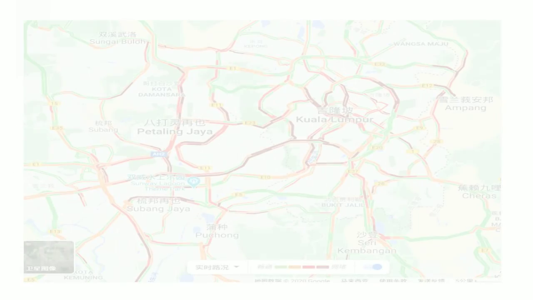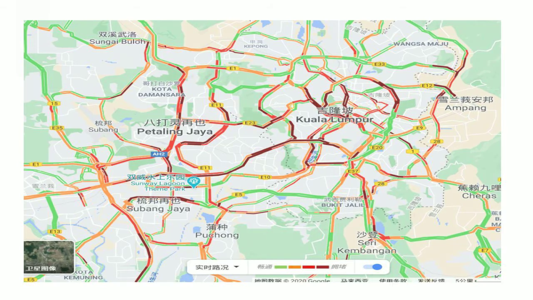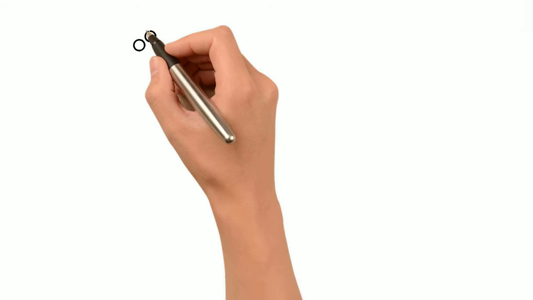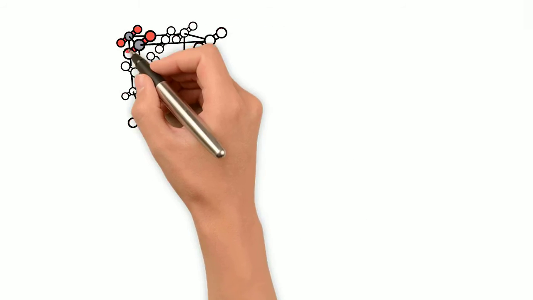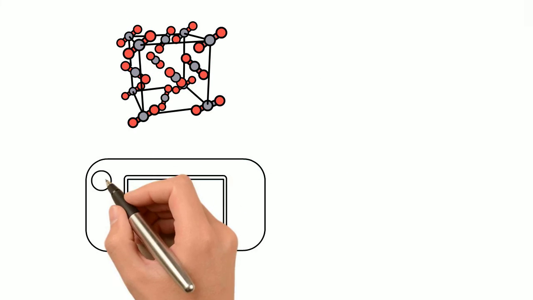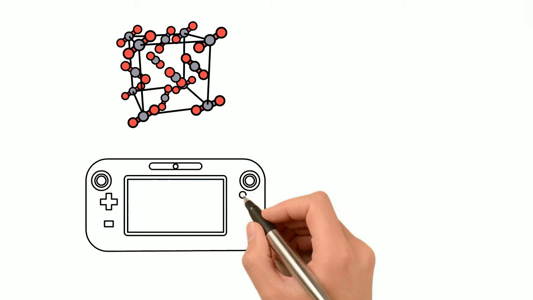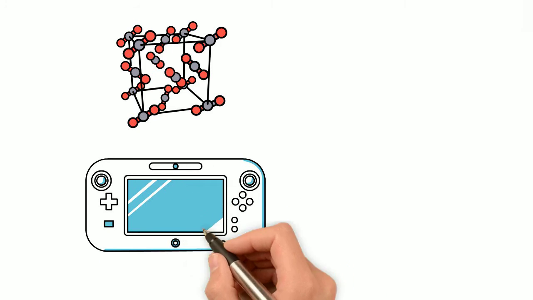Today I want to talk about predicting future traffic conditions by analyzing Google Maps. In recent years, an interdisciplinary integrated teaching model has taken the world by storm. It is STEM education, a teaching model that combines science, technology, engineering, and mathematics.